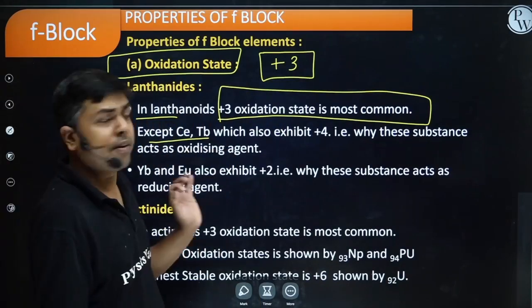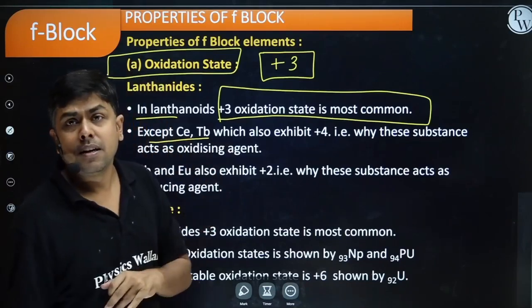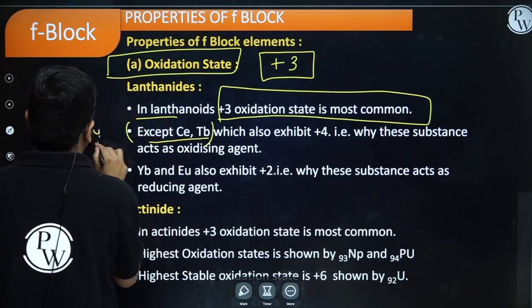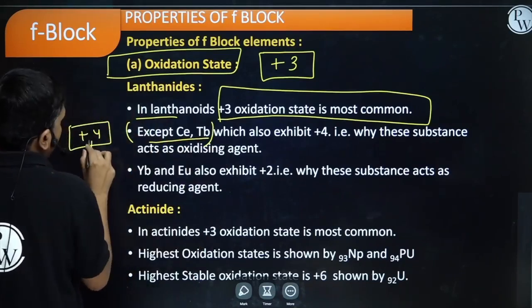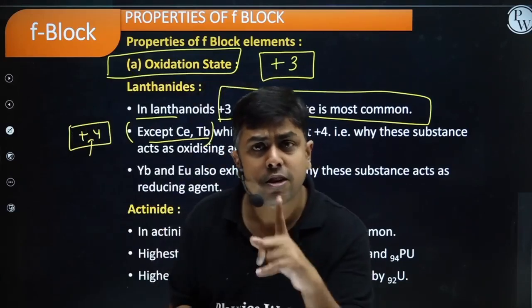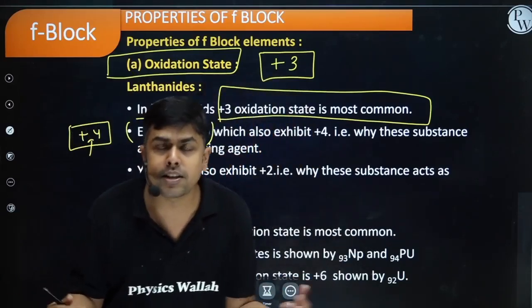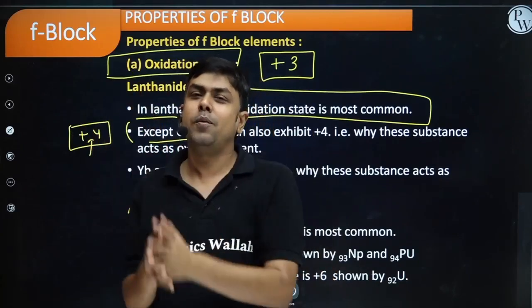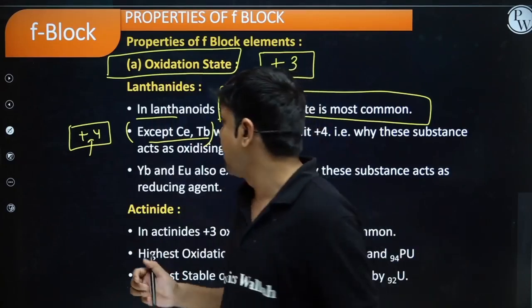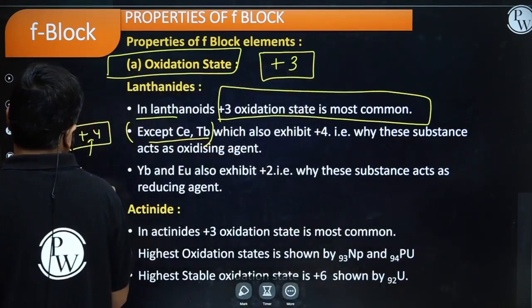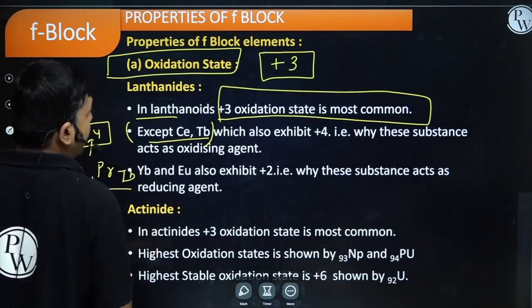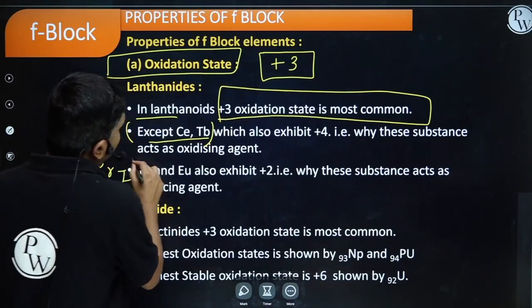Except Ce and Tb, and if I talk about Ce, Pr, Tb, they basically exhibit an oxidation state of +4. Now, if they are in the oxidation state of +4, they will have a tendency to go to the oxidation state of +3, because the +3 oxidation state is the more stable one. So they will get reduced, and if they are getting reduced, this means Ce, Pr, Tb, all these elements will act as an oxidizing agent.